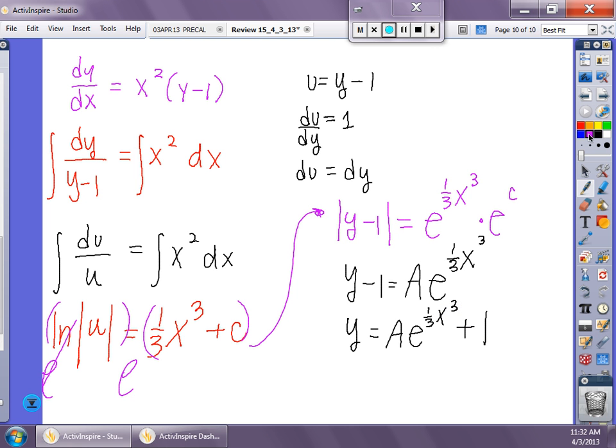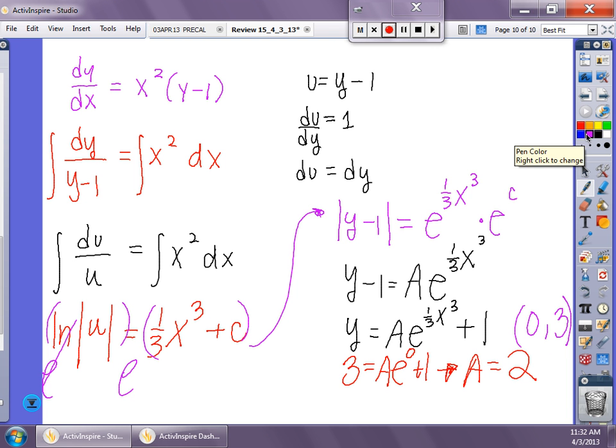What was the initial point? 0, comma, I believe 3. Was it f of 0 equals 3? Alright, so substitute that in. We get 3 is equal to a e to the 0 plus 1. Therefore, a is equal to 2.